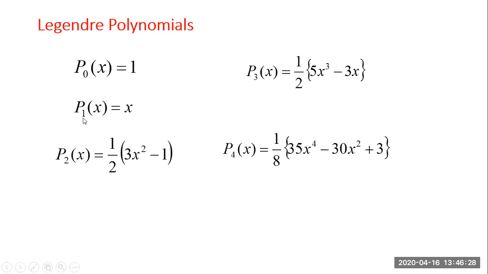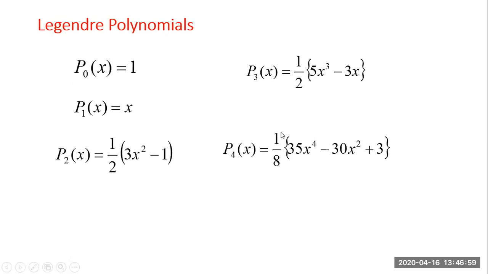Here remember, for P1 of x the power of x is 1. For P2 of x we have only even powers, x power 2, x power 0. P3 of x has only odd powers, x power 3, x power 1. P4 of x has only even powers, 4, 2 and 0. So these are the different Legendre polynomials. Like this you can get the other polynomials like P5 of x, P6 of x and so on.